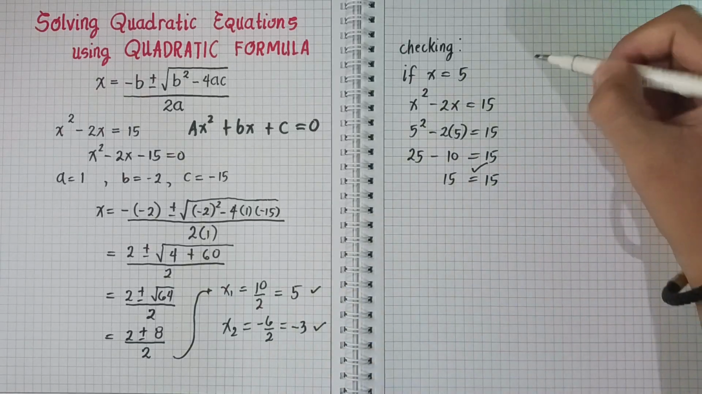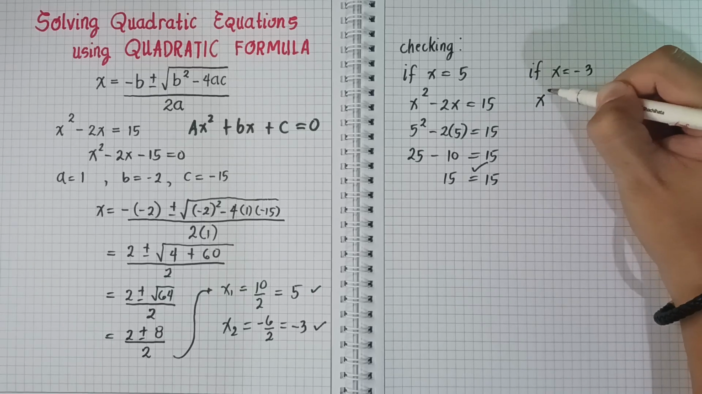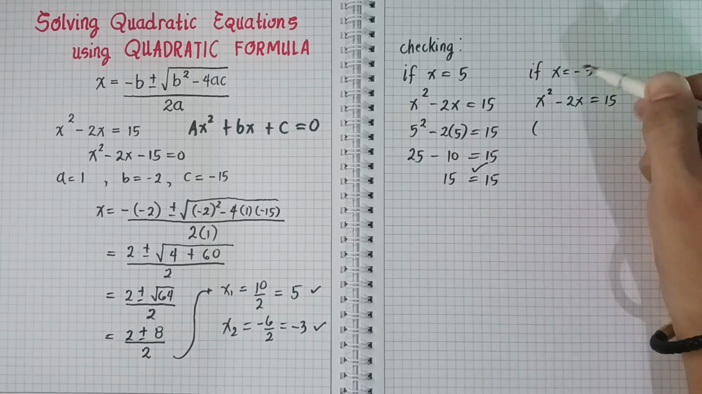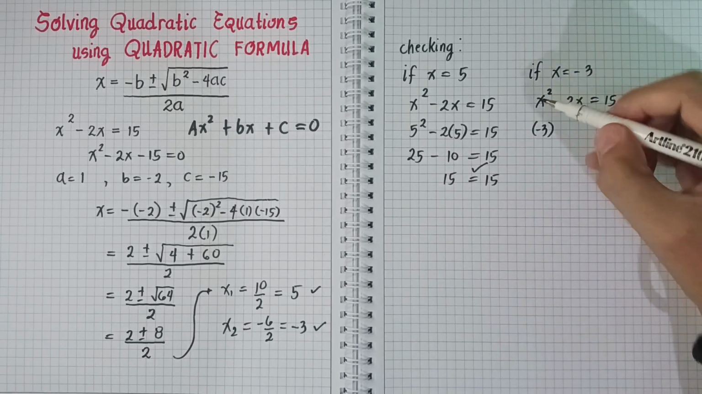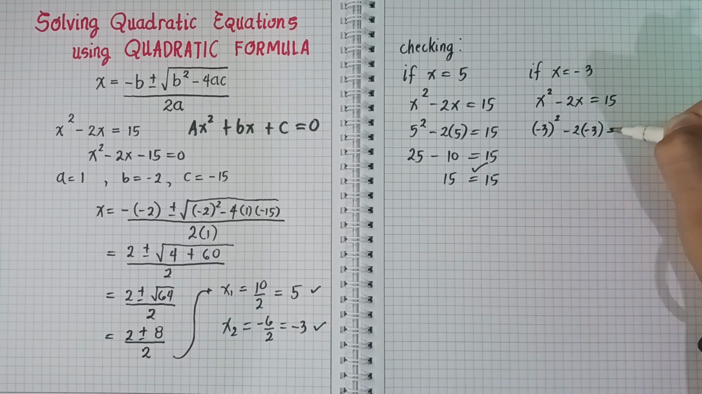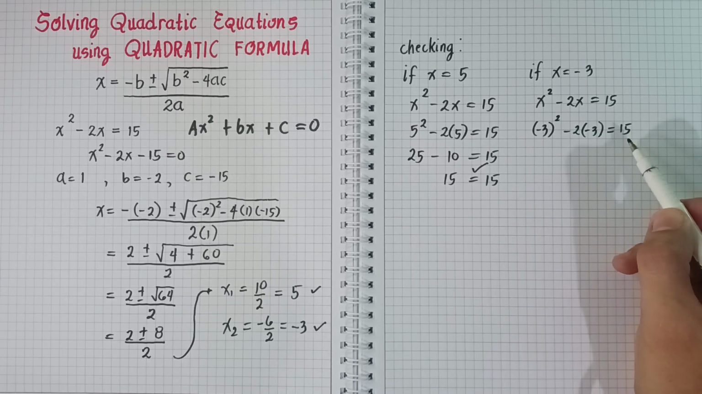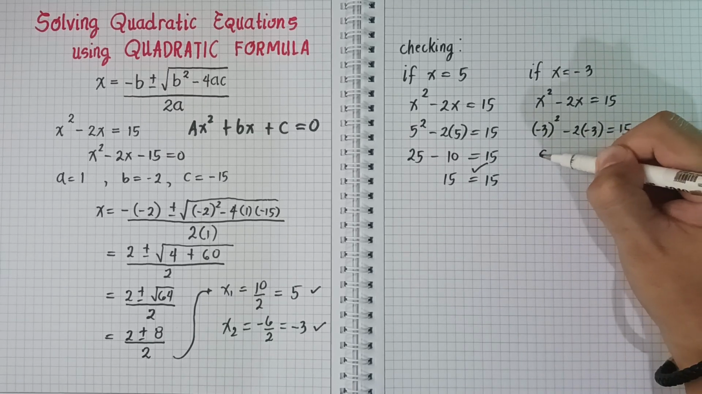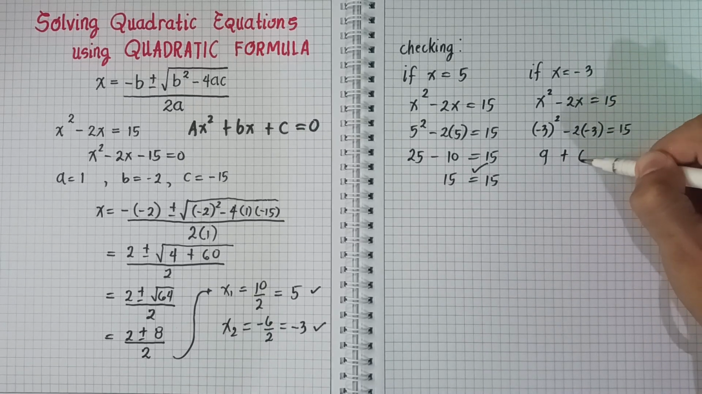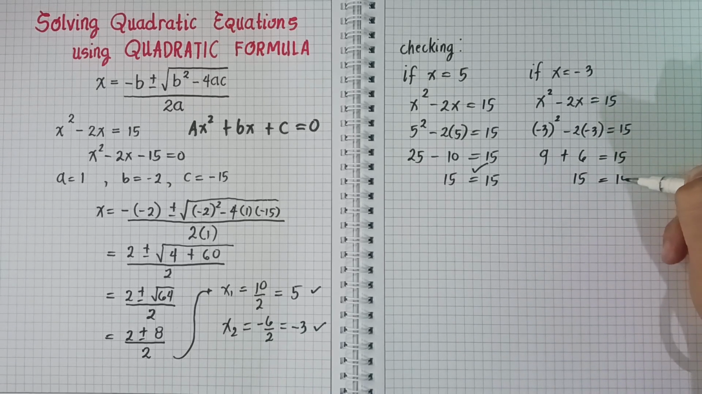So now, if x is equal to negative 3, so x squared minus 2x equals 15. So your x here becomes negative 3, the second value of x. Negative 3 squared minus 2 times negative 3 equals 15. So we need to prove that both left and right hand side are equal to each other. Okay? So negative 3 squared, that is equal to 9. Negative 2 times negative 3, that is positive 6, right? Okay. So 9 plus 6, 15. So 15 equals 15. Okay?